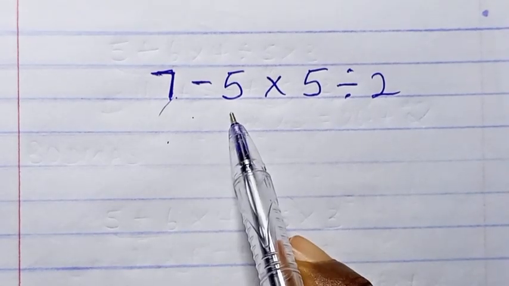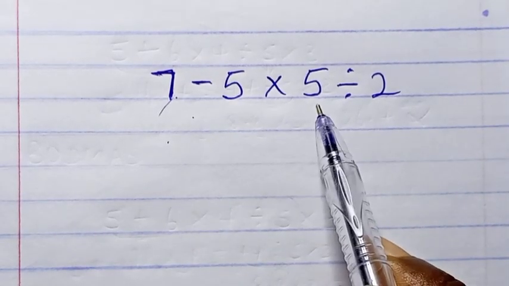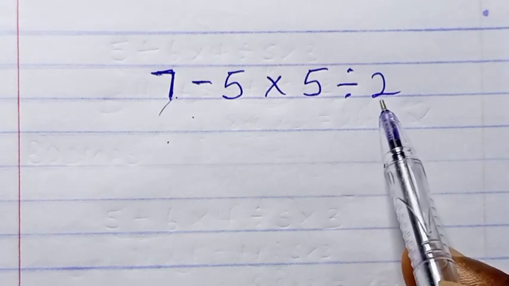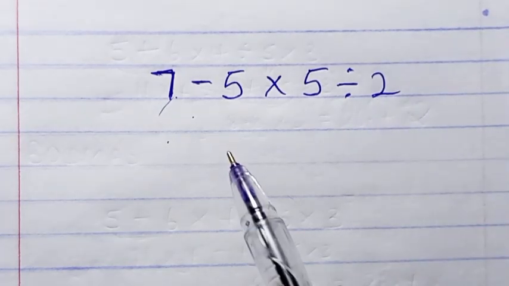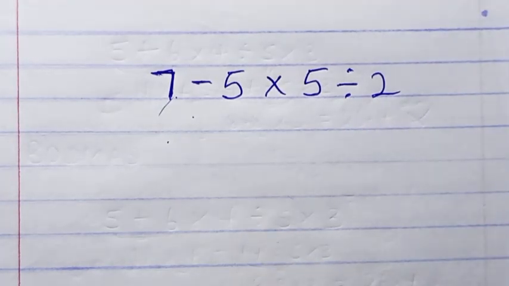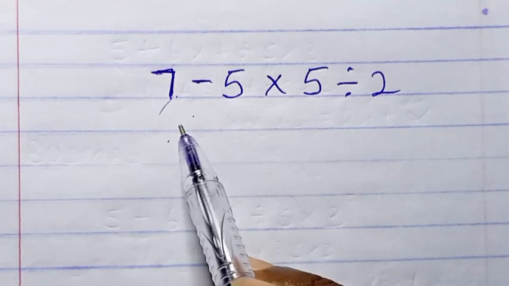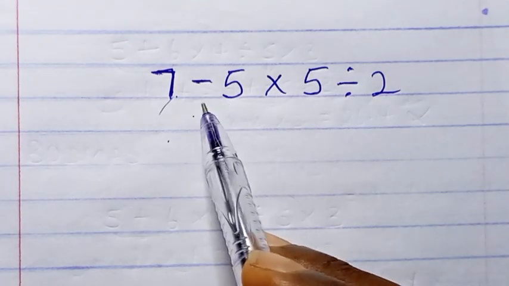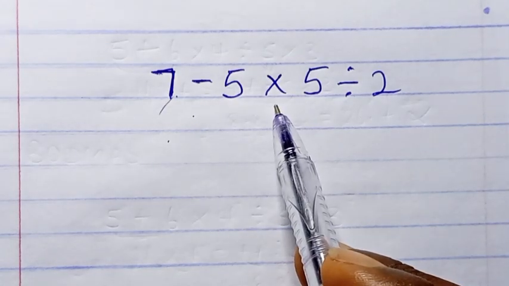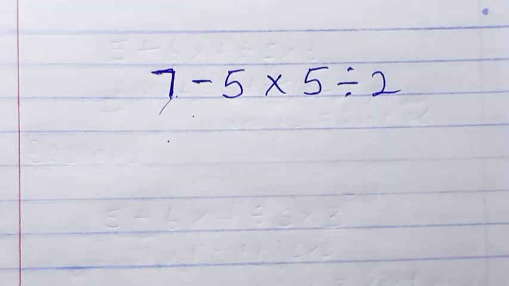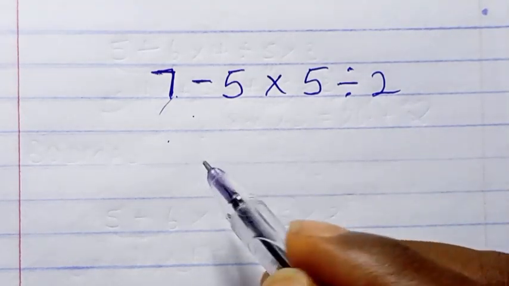7 minus 5 times 5 divided by 2. A lot of people solve this wrongly by starting from here: subtraction, followed by multiplication, followed by division. So let me show you what I mean.